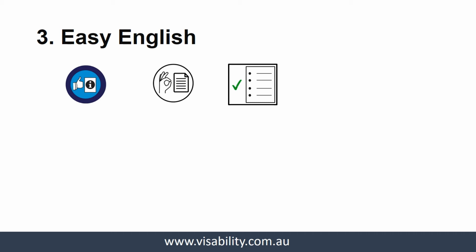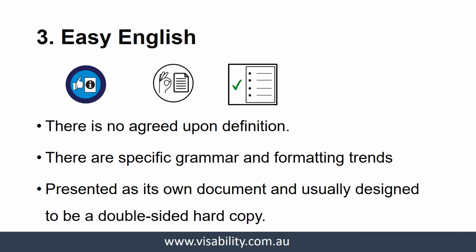So we now move to the third type, easy English. I'm showing here 3 different logos, and that's because there is less standardisation between Easy English documents. So organisations will often have their own Easy English logo on the front of their document. As I've mentioned already, there is no real agreed upon definition or standard for Easy English. But there are some grammar and formatting rules or guidelines. It is presented as a supplementary document with reference to the original document, and most people who need Easy English will need it as a physical double-sided hard copy.